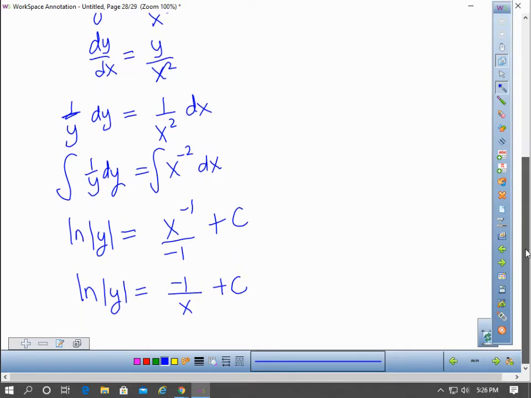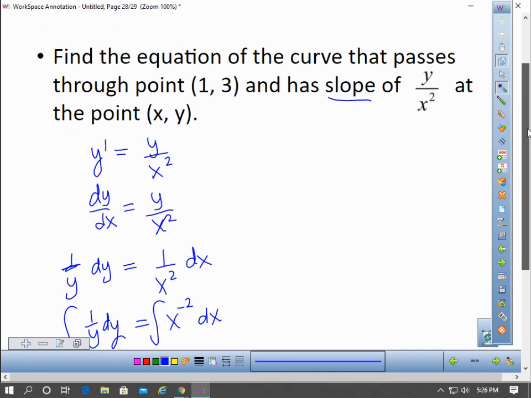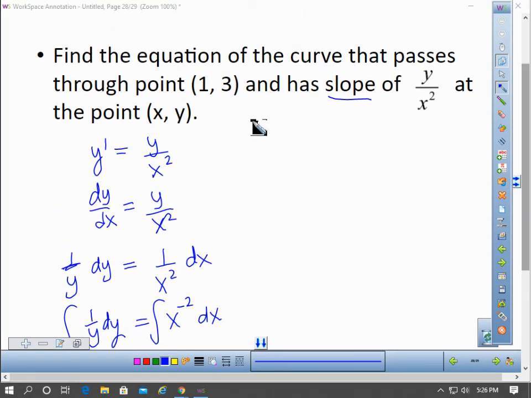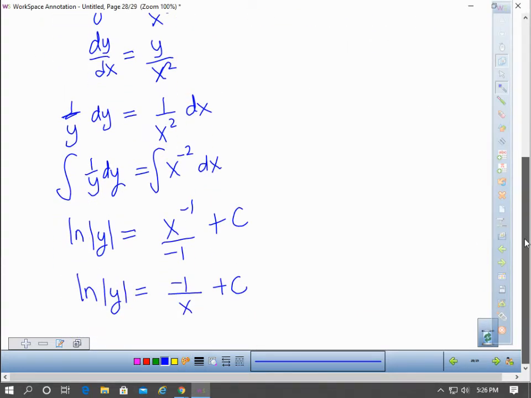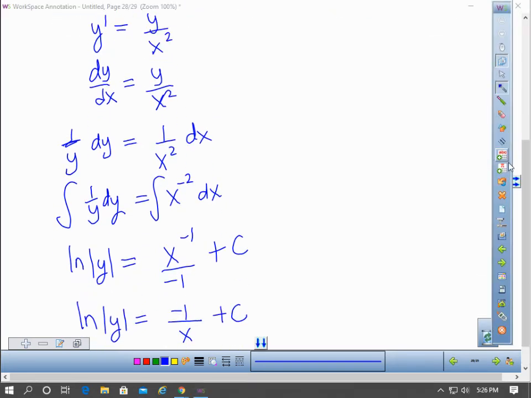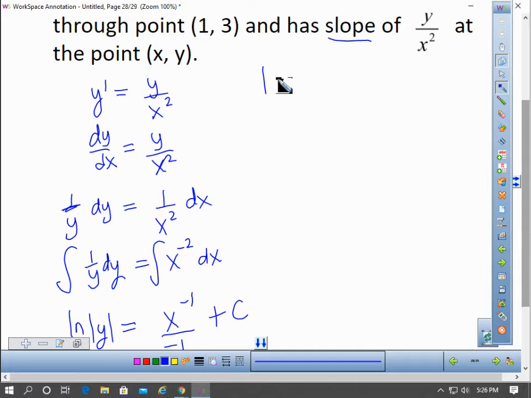So what I'm going to do before I get the particular solution, I'm going to go ahead and put the point in. So let's see, what's our equation we got so far? Let me copy it up a little higher here. So the natural log of the absolute value of y equals negative 1 over x plus c.